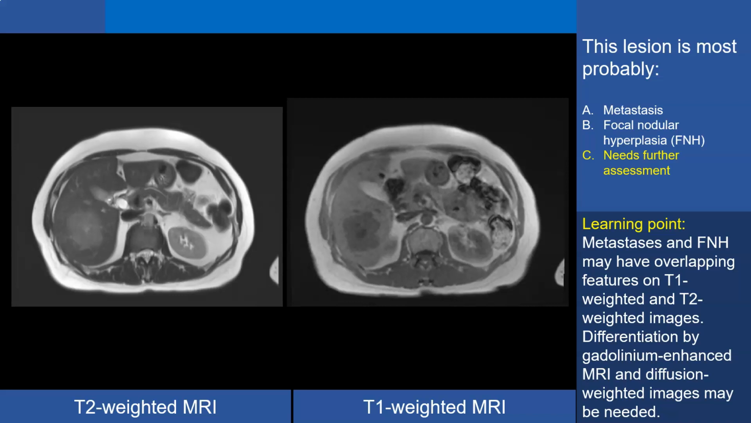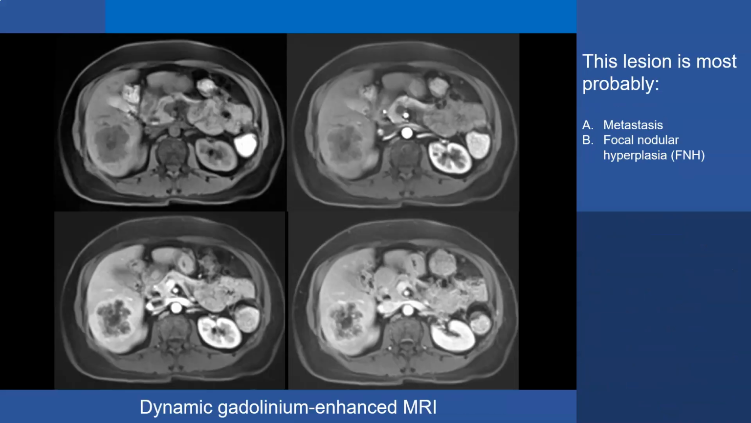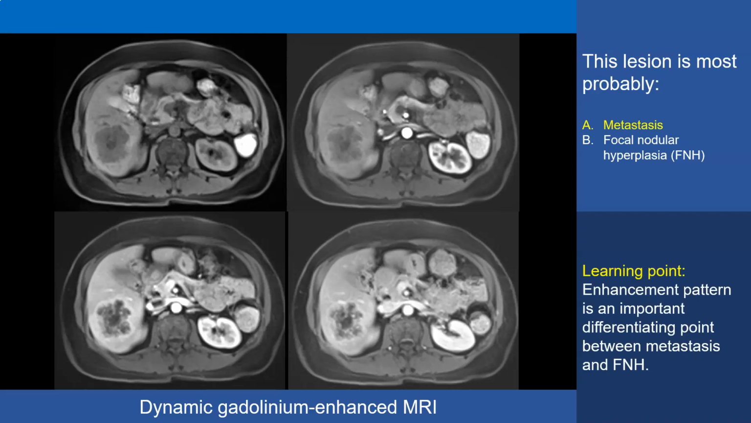It is moderately hypointense to the liver on T1 weighted images and moderately hyperintense to the liver on T2 weighted images. This is the contrast enhanced study, and we see that the lesion is poorly enhancing in relation to the liver, and the enhancement is quite heterogeneous. So the diagnosis is metastasis. Enhancement pattern is a very important differentiating point between metastasis and focal nodular hyperplasia in case the unenhanced features overlap.